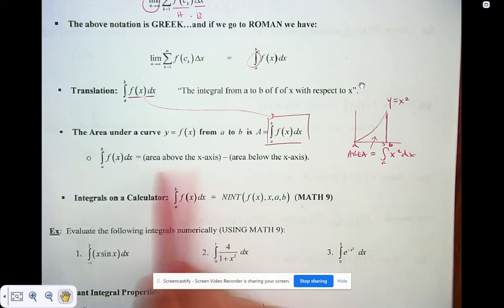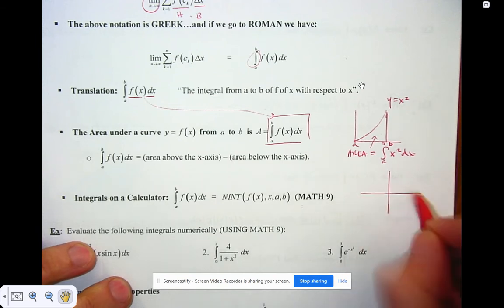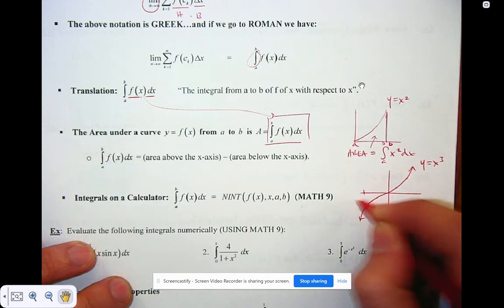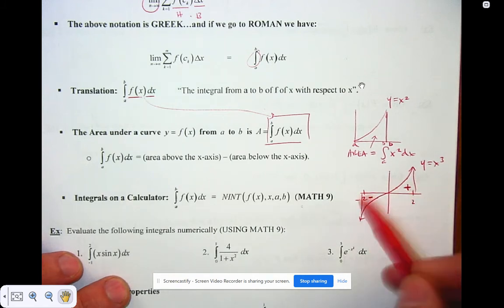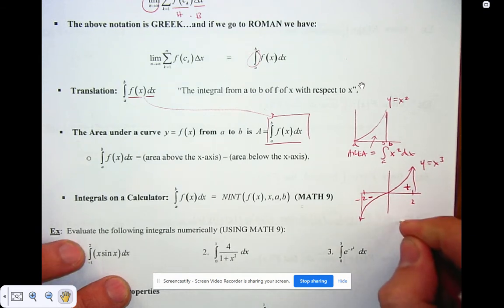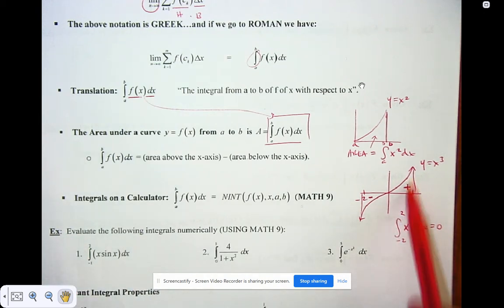Okay, and sometimes, you guys, that area can be above the x-axis and below the x-axis. For instance, what if we did something like y equals x cubed, and we go from -2 to 2? Well, maybe you remember, you guys, these are symmetric. This is a positive area in calculus, and if it's below the x-axis, it's negative. And if they're symmetric, and you went from -2 to 0, and then from 0 to 2, they would cancel each other out. So if you wrote the integral of x cubed from -2 to 2 with respect to x, you're going to get a value of 0, okay, because of that positive area above and negative area below.